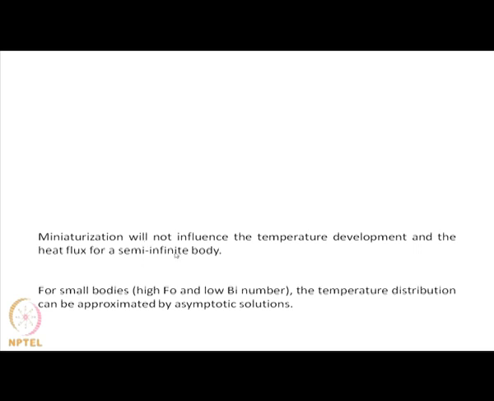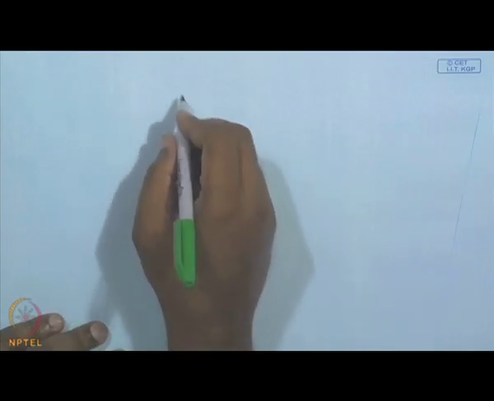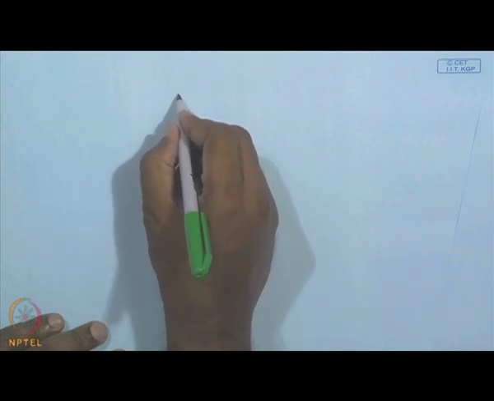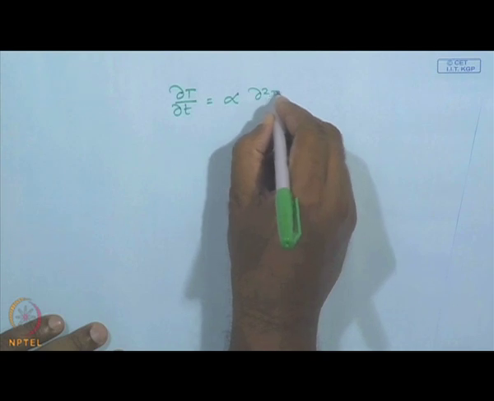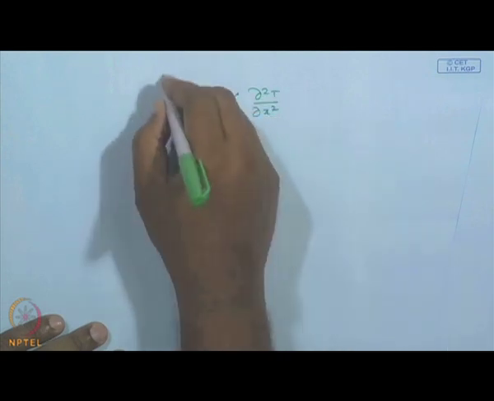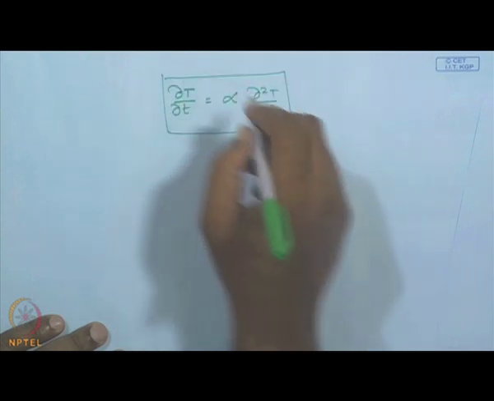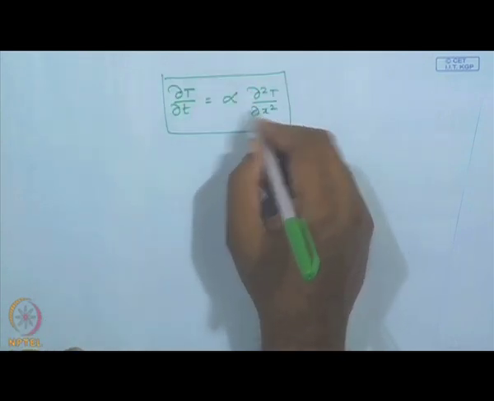But one more thing that I would like to mention is that the miniaturization will not influence temperature development and the heat flux of a semi-infinite body. Now, what is the common form of semi-infinite body that we know of? The transient temperature development in a semi-infinite body in one-dimensional form is ∂T/∂t equals alpha times ∂²T/∂x². So this equation needs to be solved where the temperature is a function of x as well as a function of time.